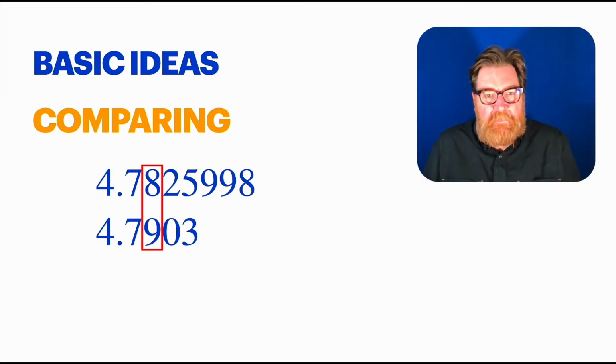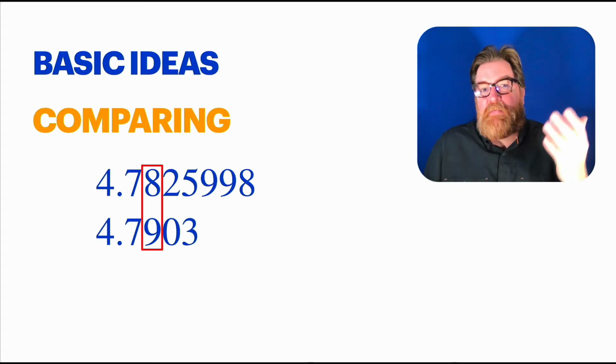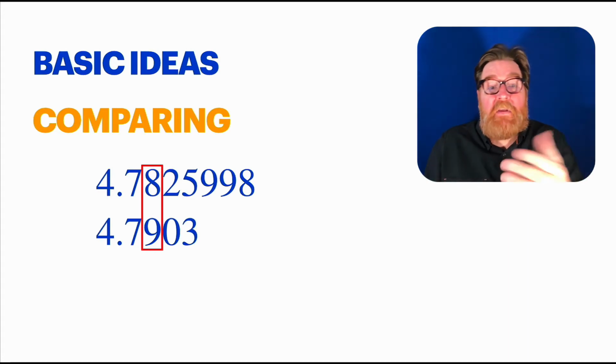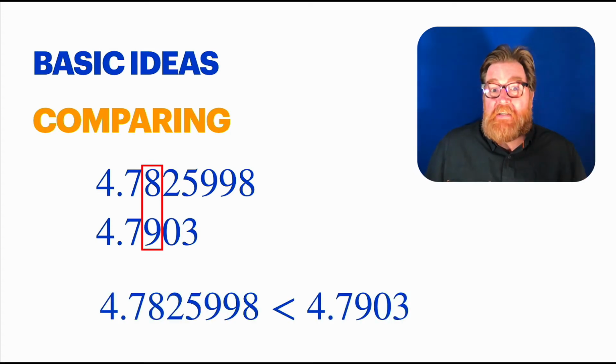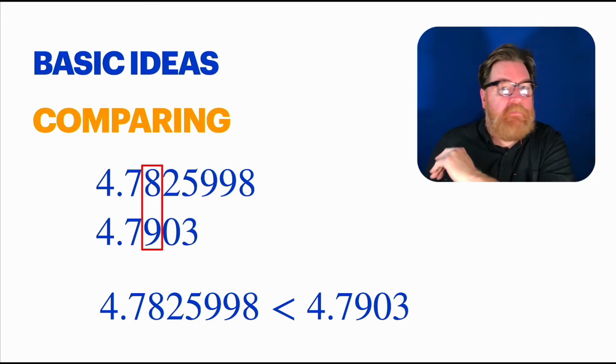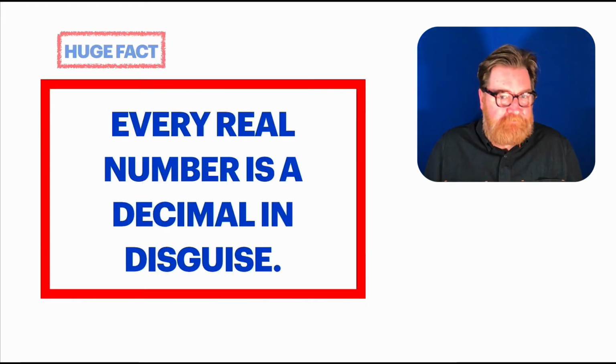Whichever one is the bigger digit, well, that whole decimal is the bigger number. So since 9 is bigger than 8, then that bottom number is the bigger one. The top number is in fact smaller than 4.7903. Looking okay? Line them up, just examine them decimal place by decimal place.